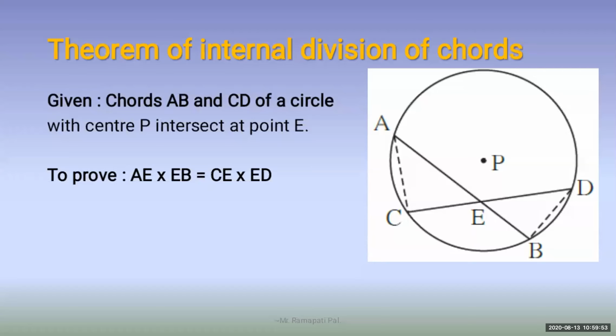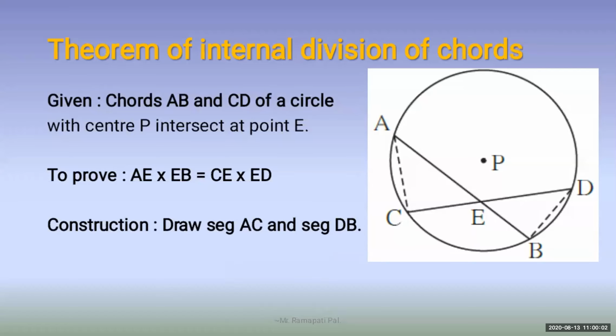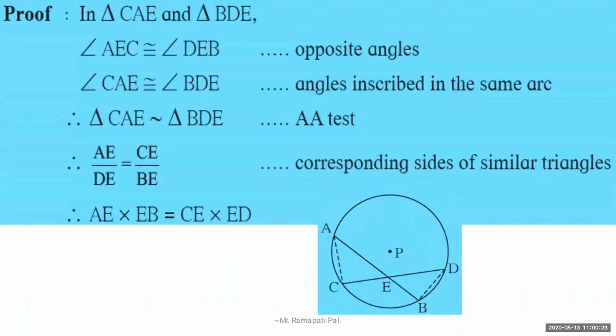Let's see the proof. Are you ready now? Let's start. We have to construct first. Draw segment AC and segment BD. We have to join AC and BD. Now, in the proof, we are going to see triangle CAE and triangle BDE. You can see two triangles are there: one is triangle CAE and the other is triangle BDE.